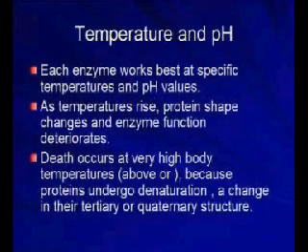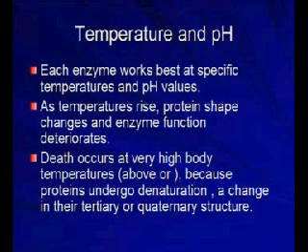Some other important factors in enzyme function: temperature and pH. We have discussed pH earlier in the lecture series. Each enzyme works best at a specific temperature and a pH value. For the human body, if you remember, the normal pH value is 7.35 to 7.45. Again, those are numbers that you should have memorized at this point.